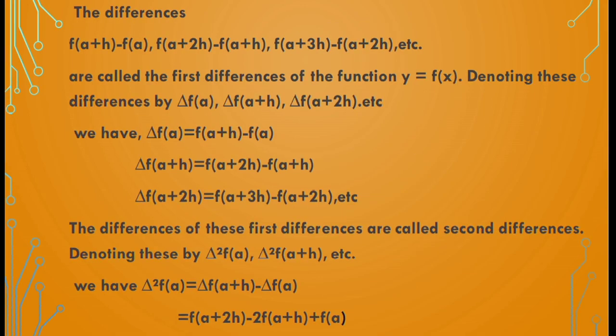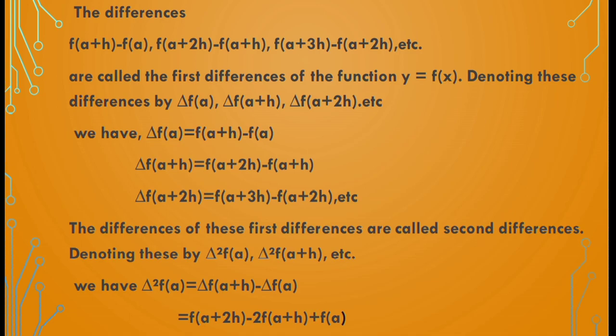The differences: first differences, second differences, third differences and fourth differences. What are first differences? The differences f of a plus h minus f of a, f of a plus 2h minus f of a plus h, f of a plus 3h minus f of a plus 2h, etc., are called the first differences of the function y is equal to f of x. The first difference is denoted by delta f of a, delta f of a plus h, delta f of a plus 2h, etc. Delta f of a is equal to f of a plus h minus f of a.